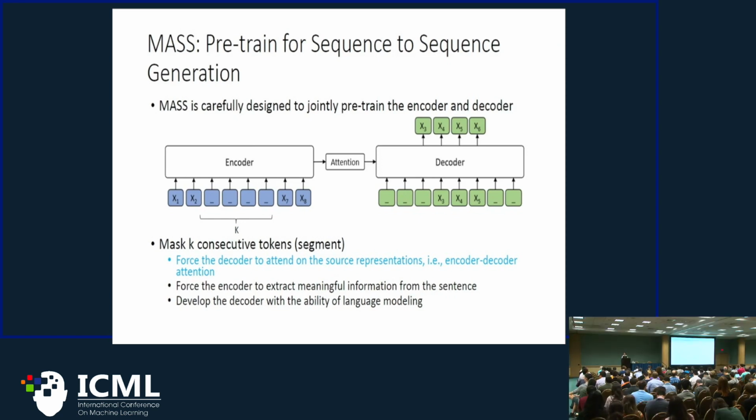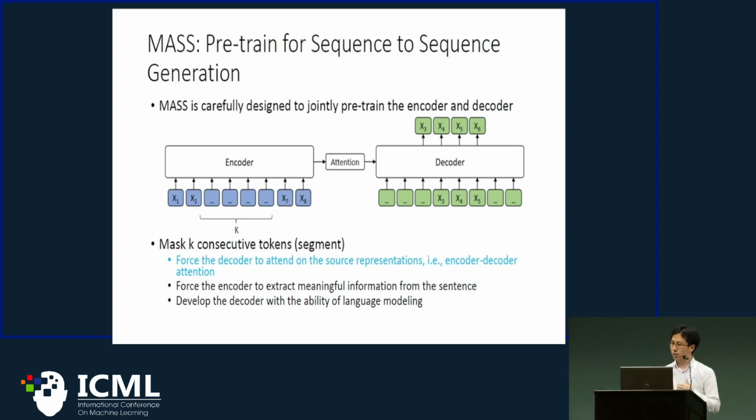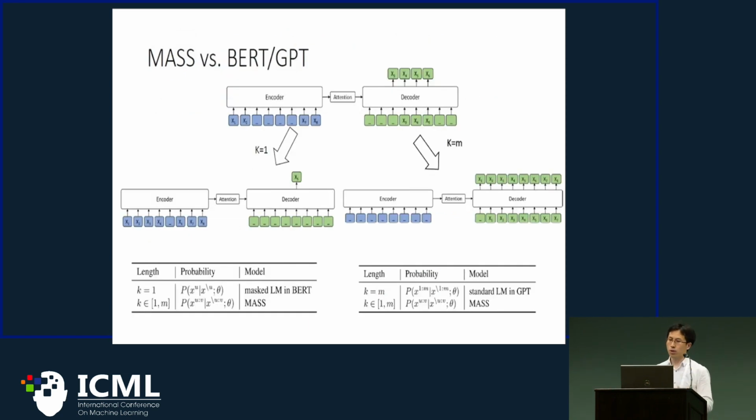Note that in the decoder, X1, X2, and X7 and X8 are invisible to the decoder, so to recover the masked segment, the decoder must attend to the encoder, so that we force the model to pre-train the attention module. And also because we need to recover consecutive segments, the model has the ability of language modeling. Actually, our model has some close relationship with BERT and GPT.